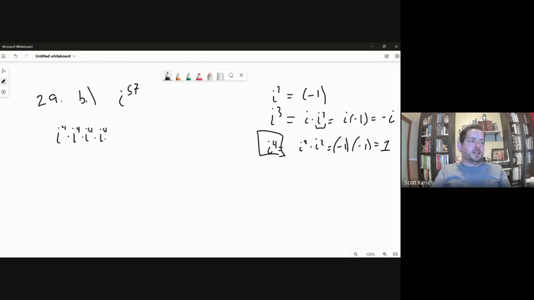In fact, I can turn that into 14? I can pull 14 4s out of there. And then what am I left with? So rather than doing it bit by bit like that, what I can say is I know that 56 is divisible by 4. And so if I can turn some power of 4 over here, I'm going to rewrite this as i to the 56 times i. That leaves me just the 1 left over.